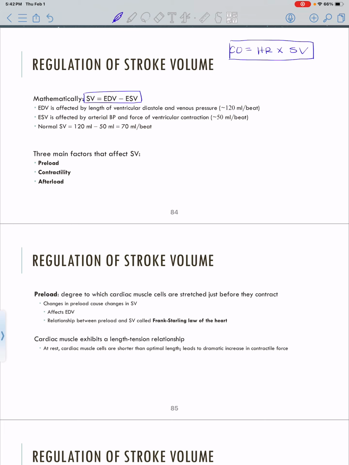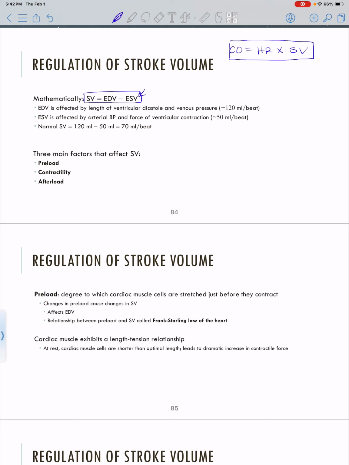And if you remember, our end diastolic volume is the maximum amount of blood that we have collected during our ventricle diastole or during relaxation, so the max amount of blood in our ventricles. And our end systolic volume is the amount of blood that's remaining in the ventricle after we contract it. So the difference between our max amount and what's left over after contraction is our stroke volume, how much we actually pumped out.